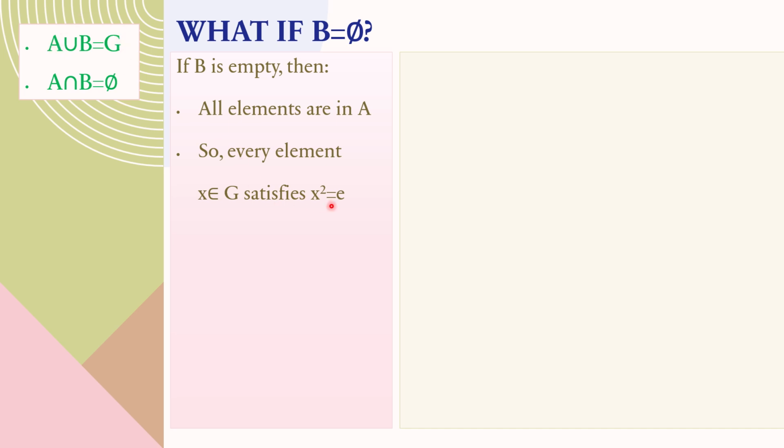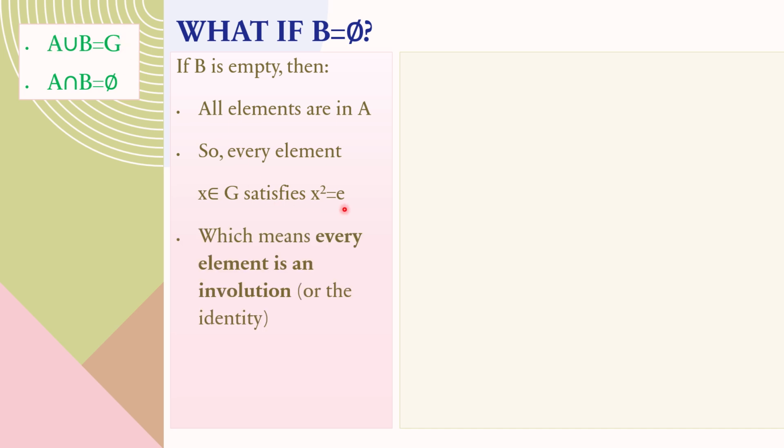So G has only x squared equal to e, which means every element is an involution or the identity. So G definitely contains at least one involution. If we take the condition that B is empty, then everything is in A, and G will definitely have one involution. Okay, this is the first part.